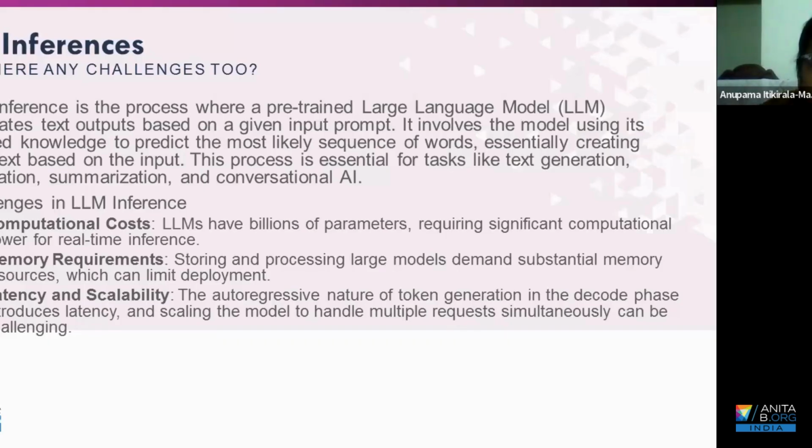And the memory requirements, because even if I use a vector DB kind of a thing, it still uses a lot of memory because it has to go, retrieve, come back, match, and do. And all of you know how the neural networks work. That's a challenge here. And latency and scalability: the nature of token generation in the decode phase introduces latency, and scaling the model to handle requests simultaneously can be challenging.